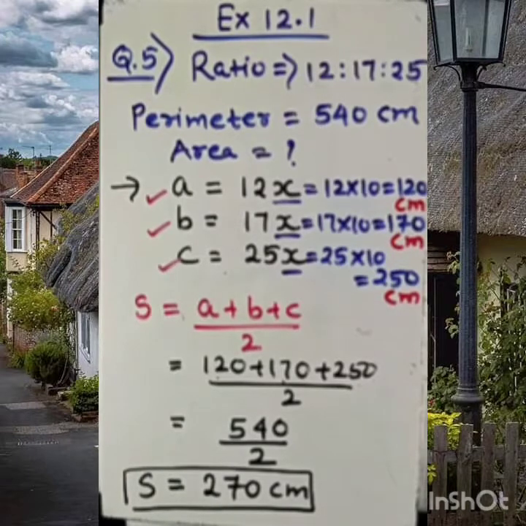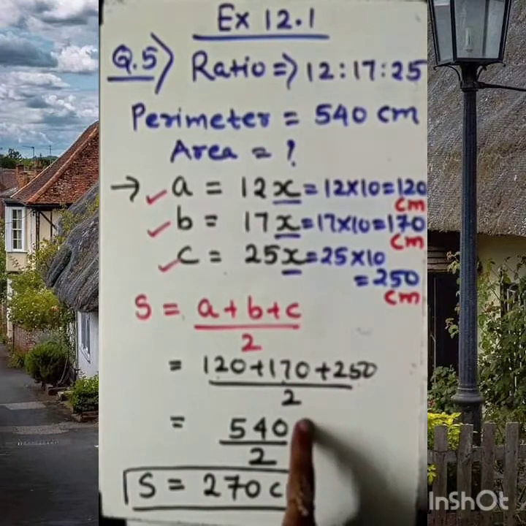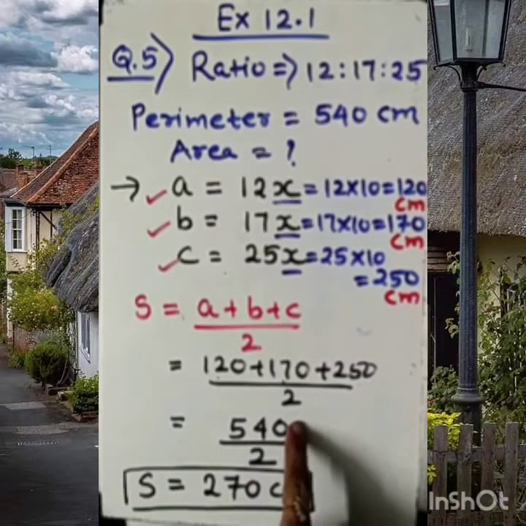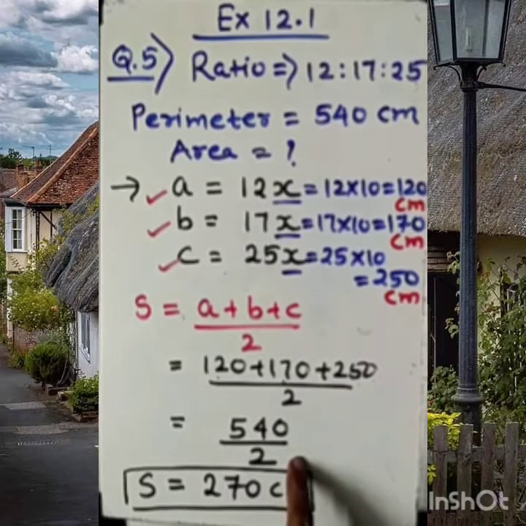Dear student, we know that semi-perimeter is the half of the perimeter. The word semi indicates half. So already it is given 540. So directly also you can write S equal to perimeter divided by 2, that is 540 divided by 2. So the value of semi-perimeter is 270 centimeter. Now we will find the value of S minus a, S minus b and S minus c.